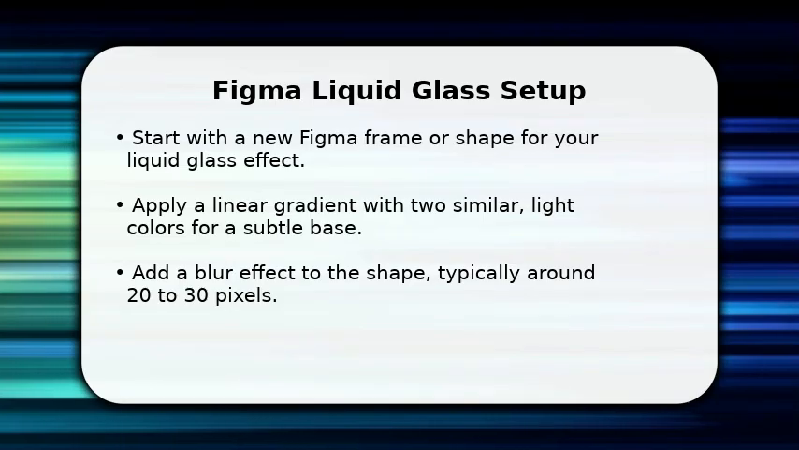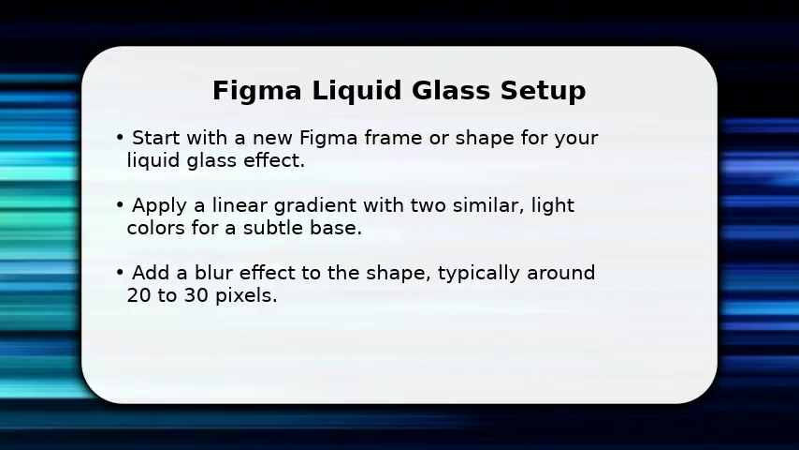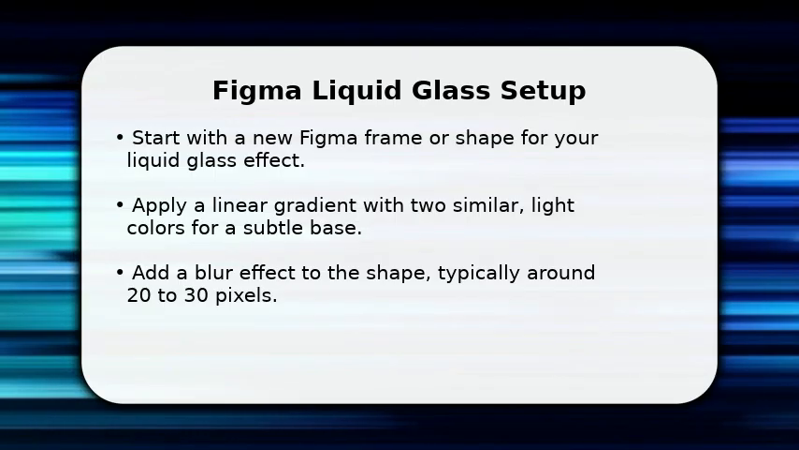Enjoy the video. In this video, I will show how to make liquid glass in Figma. First, open Figma and create a new frame or select an existing shape you want to transform. Next, apply a linear gradient to your chosen element, using two very similar, light colors to establish a subtle base.